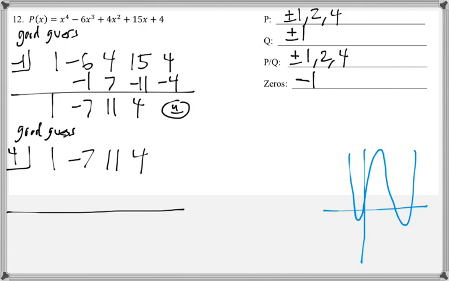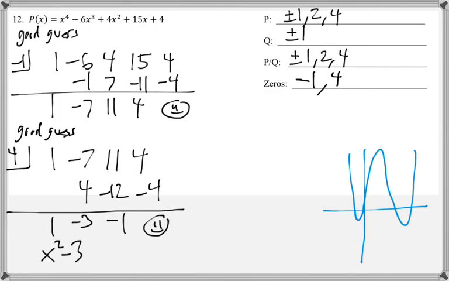So if I bring down the 1, 1 times 4 is 4. This will be -3. This will be -12. That will be -1, -4, and together that's 0. So now officially 4 is a solution. So this is x squared minus 3x minus 1, and I want to finish this up with the quadratic formula.